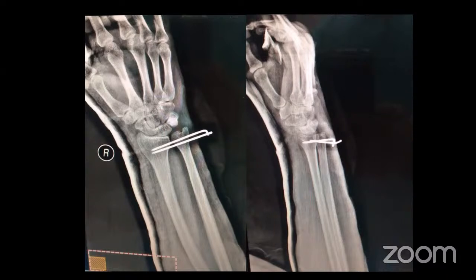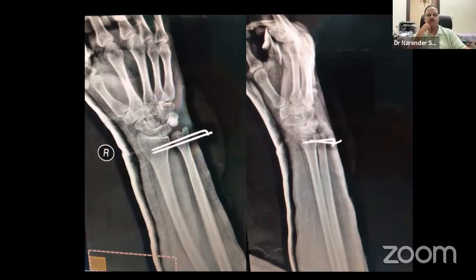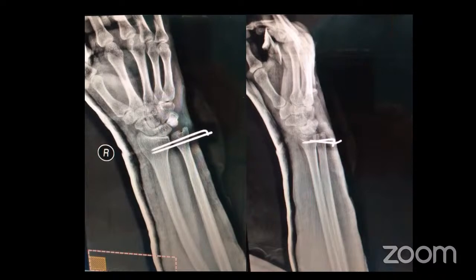Probably we need either CT or MRI. But that view is also not proper. It is an oblique view, not an exactly lateral view. The lateral view is not a true lateral. How to proceed now? Do we do a CT, or wait for some time, then remove the K-wire and assess the stability?